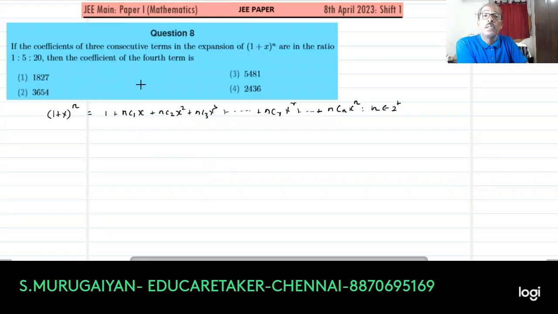Okay, let us take 3 consecutive terms, 3 consecutive binomial coefficients.